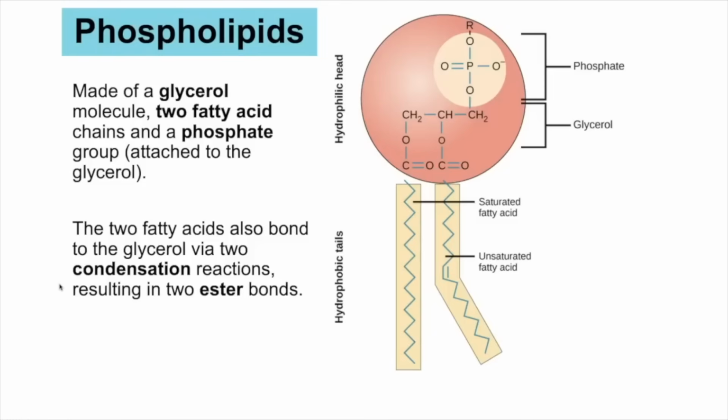So phospholipids are made up of 1 glycerol molecule, 2 fatty acids, and a phosphate group. The way they're formed is very similar. It'll just be 2 condensation reactions instead of 3, but we still get ester bonds forming, but it'll be 2 instead of 3 that we saw in the triglycerides.